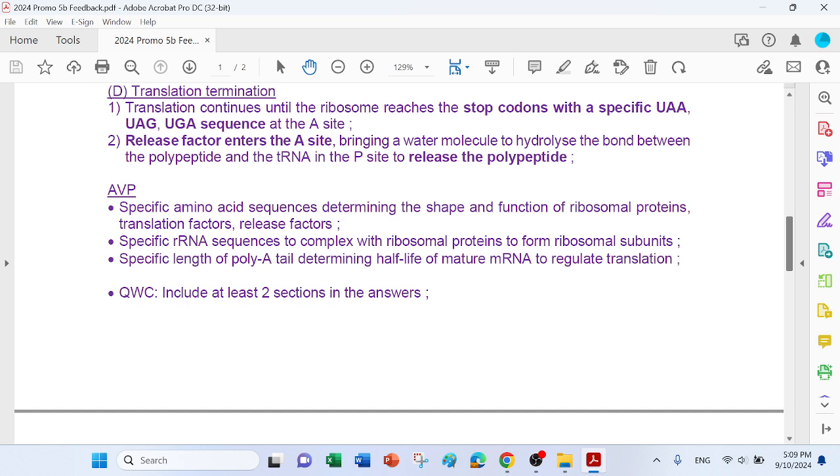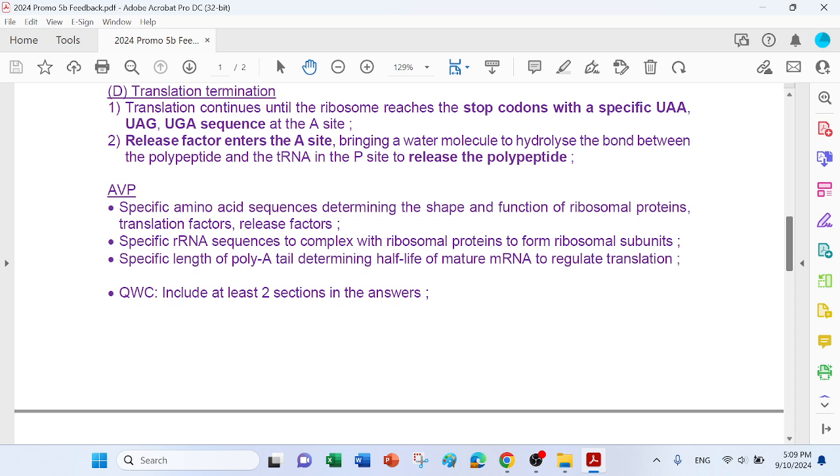And some of you also mentioned the specific RNA sequence, which will affect how the rRNA coils within itself, and also how the rRNA complexes with the ribosomal proteins to form the ribosome or ribosomal subunits. Right? That's again quite vague, but still valid enough, so I accepted it as an extra point.